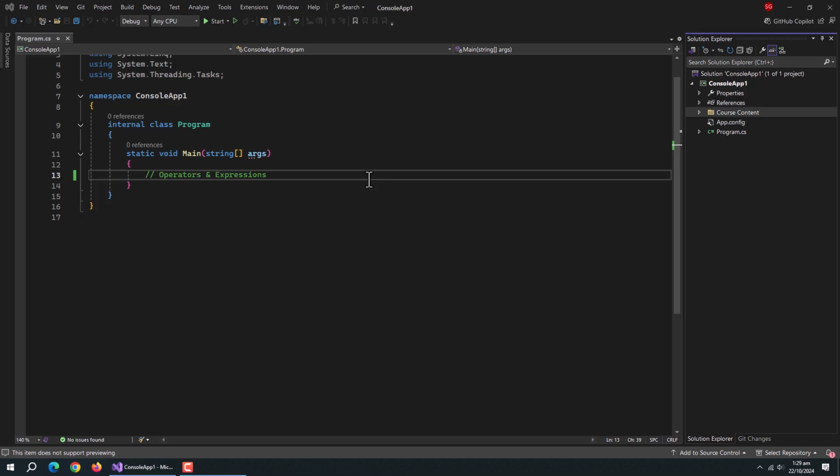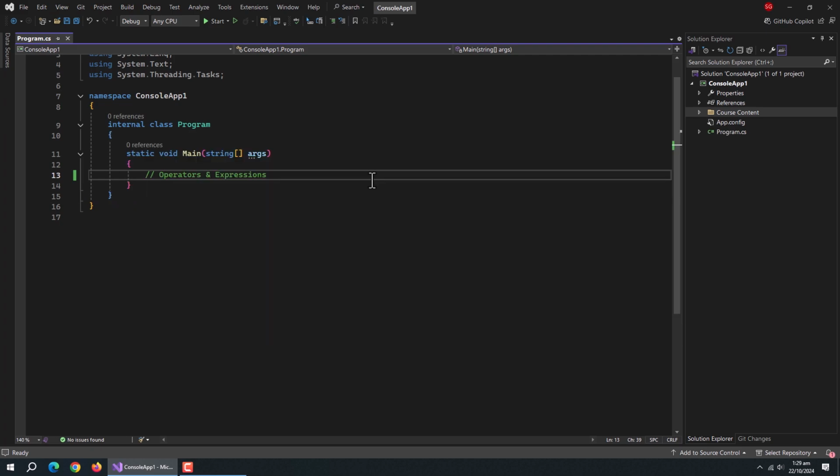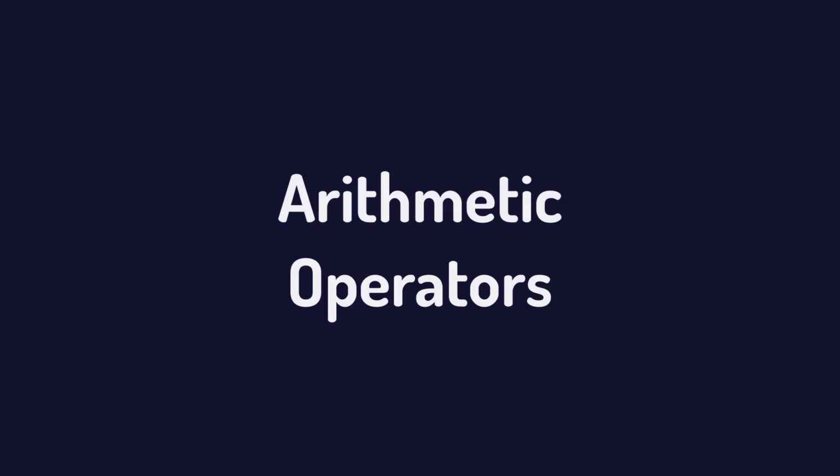Now, we'll talk about operators and expressions. These are the symbols that help us perform calculations, make comparisons, and work with variables. So, let's learn about these. First ones are arithmetic operators.